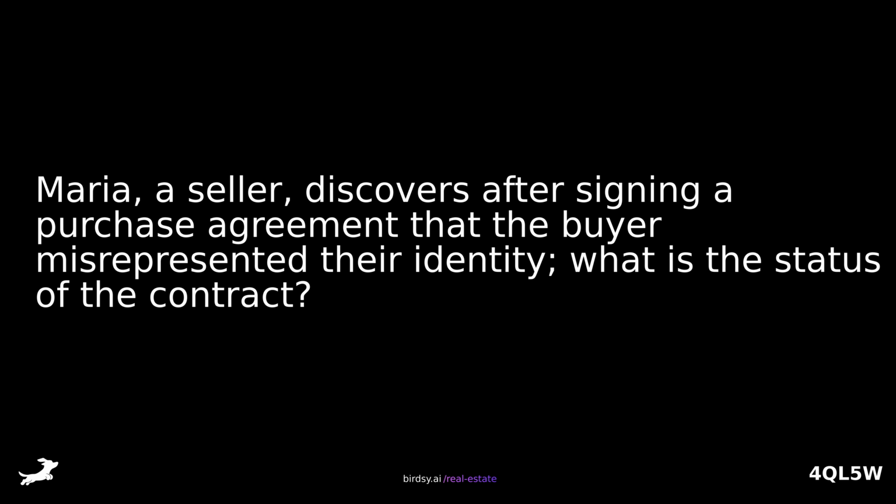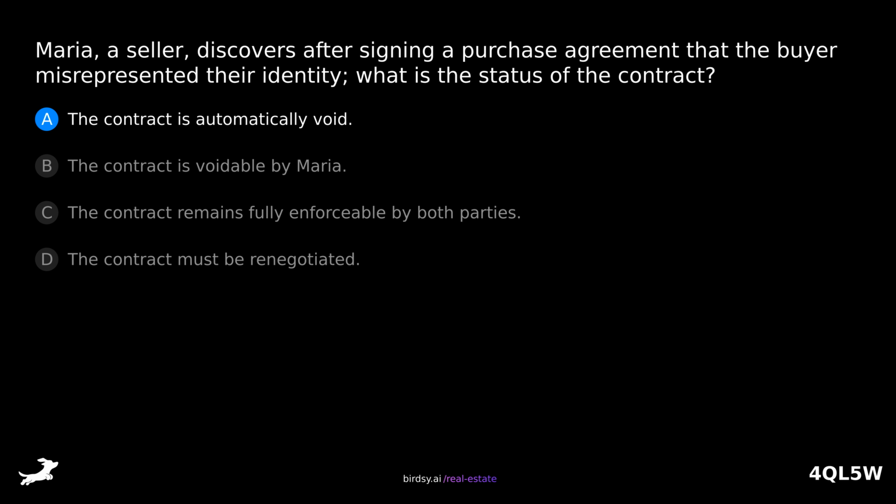Maria, a seller, discovers after signing a purchase agreement that the buyer misrepresented their identity. What is the status of the contract? Is it A, the contract is automatically void? B, the contract is voidable by Maria? C, the contract remains fully enforceable by both parties? Or D, the contract must be renegotiated? The correct answer is B, the contract is voidable by Maria.